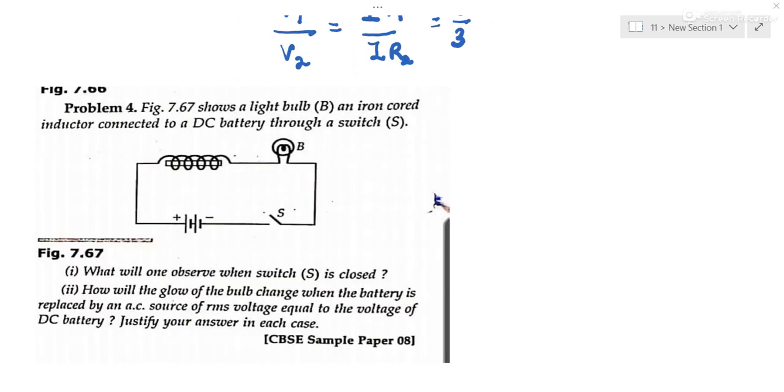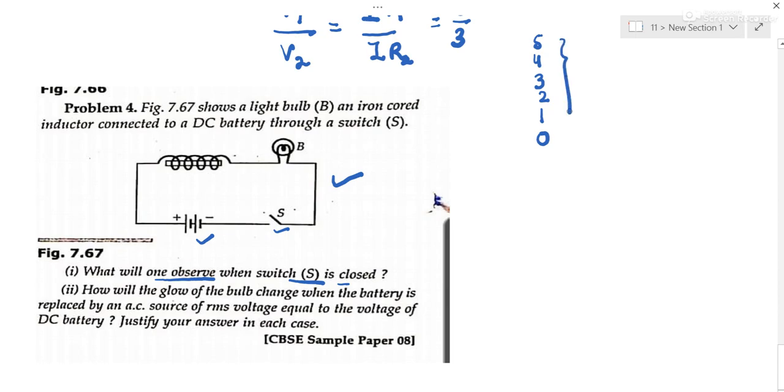Let us see this question. So this is a circuit. What will one observe when switch S is closed? When the switch is closed, current would rise in the circuit. Suppose the battery provides a maximum of 5 amperes. So current would rise. I've already taught you like this, for a moment.